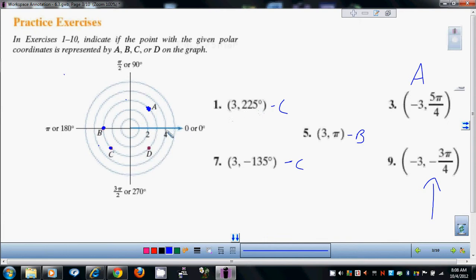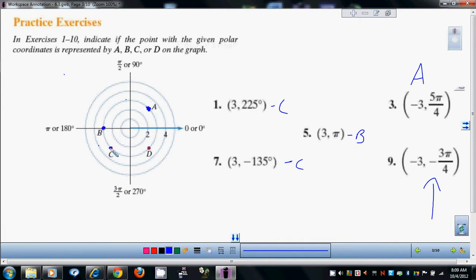Number 9. So positive 3 pi fourths would put us here. Remember, negative radius goes last. So the first thing we're going to do is our negative angle. If I'm here, my negative angle is going to take me to what point? Negative angle is going to take me to C. You just flip over the x-axis.